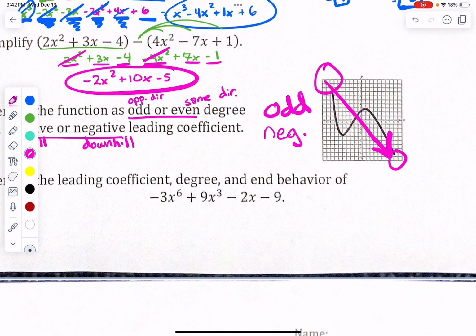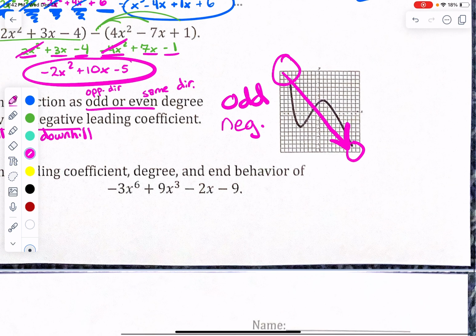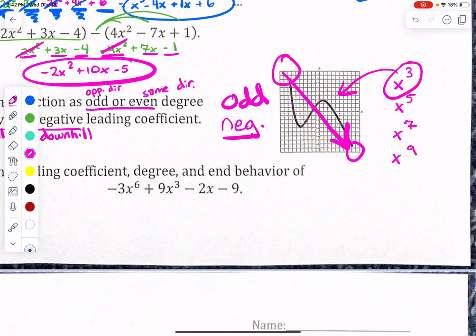So what that means is that his degree is odd. Maybe he's x to the 3rd power, maybe x to the 5th power, or x to the 7th power, or x to the 9th power, right? He's probably going to be x to the 3rd power because typically that's what he looks like. And also he's negative, so that means he's negative x to the 3rd power. So I can figure out what the parent function looks like based off of what direction he's going and what his two end behaviors look like. Up on the left, down on the right, that type of thing.